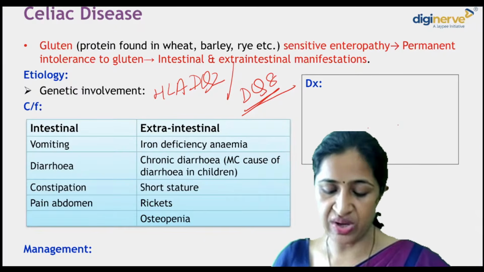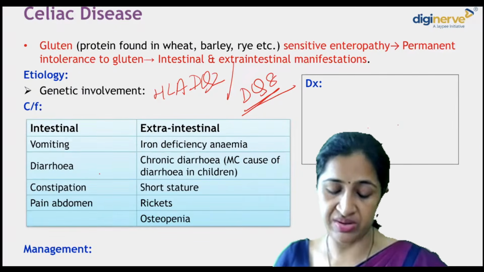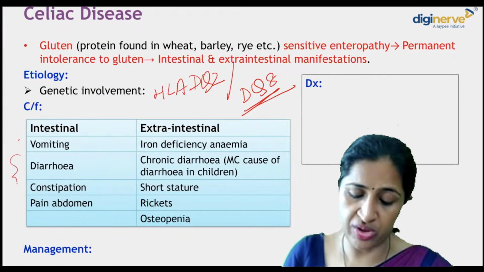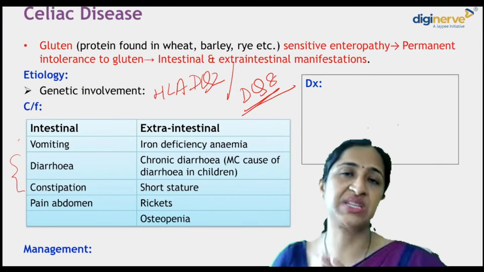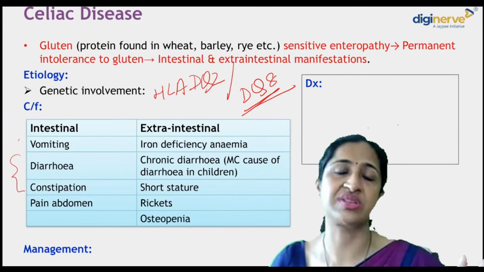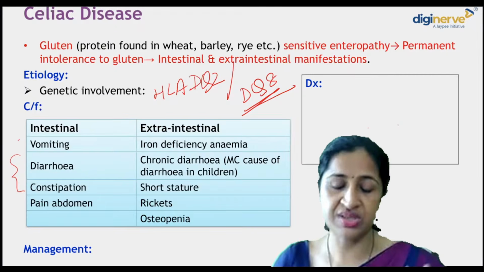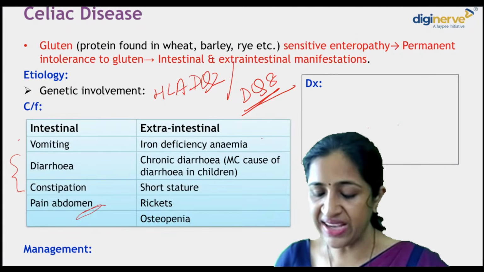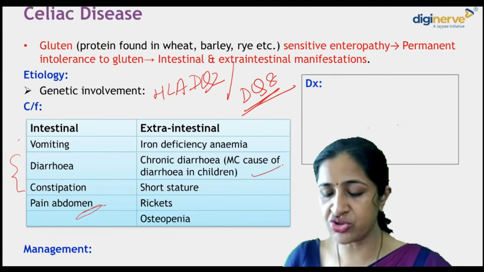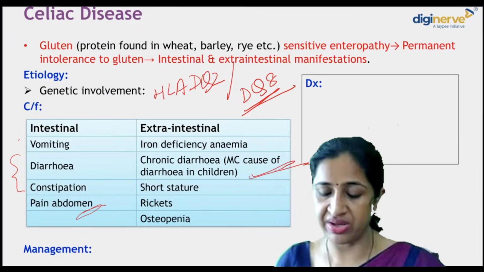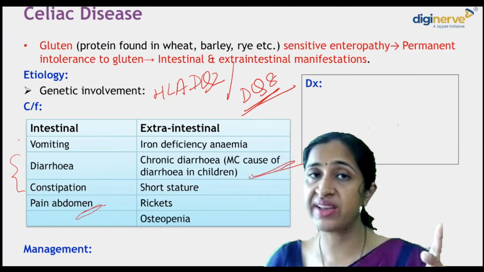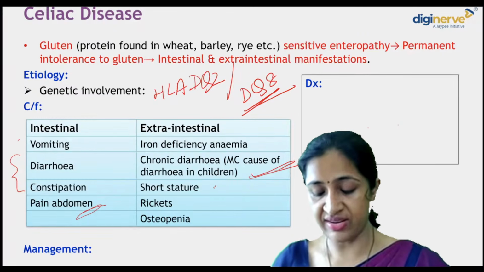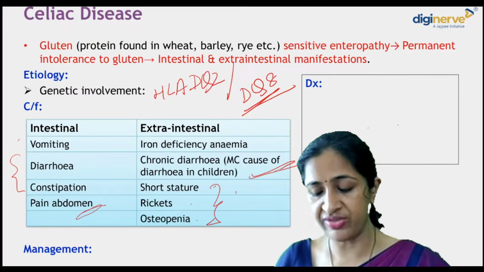Intestinal features: you have vomiting that can result, you can have diarrhea. Constipation is also there. Now remember, all children don't have both. I have seen children who present with persistent diarrhea. They are easy to diagnose. We have children who have roamed around with a diagnosis of constipation. Pain abdomen is very classical. Iron deficiency anemia, and this is the most common cause of chronic diarrhea in children. Remember, you have chronic diarrhea, persistent diarrhea, acute diarrhea. Remember those in diarrhea. Short stature is there, rickets and osteopenia, all because of malnutrition.